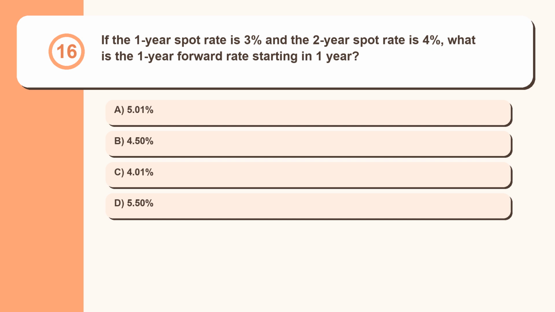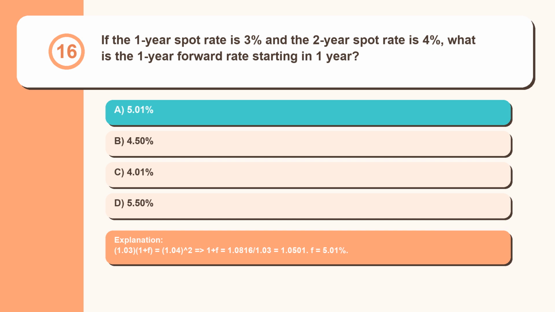Question 16. If the 1-year spot rate is 3% and the 2-year spot rate is 4%, what is the 1-year forward rate starting in 1 year? 5.01%, 4.5%, 4.01%, 5.5%. 1.03 times (1 plus f) equals 1.04^2, so 1 plus f equals 1.0816/1.03 equals 1.0501. f equals 5.01%.